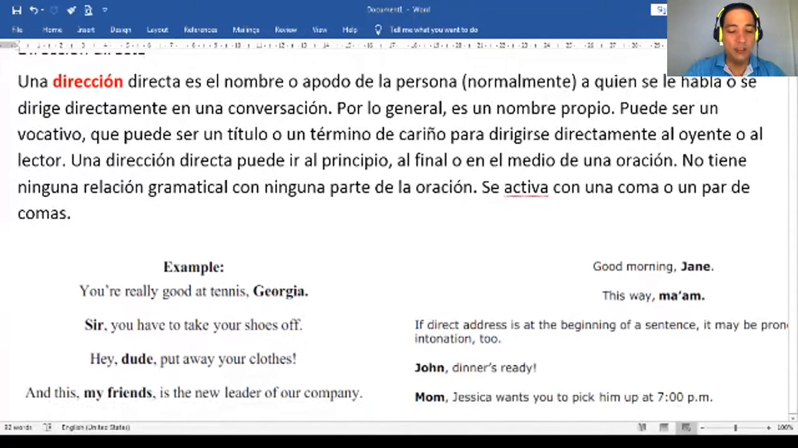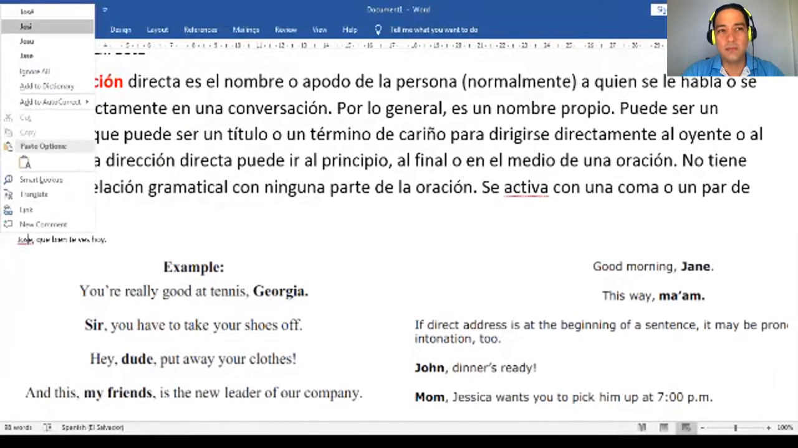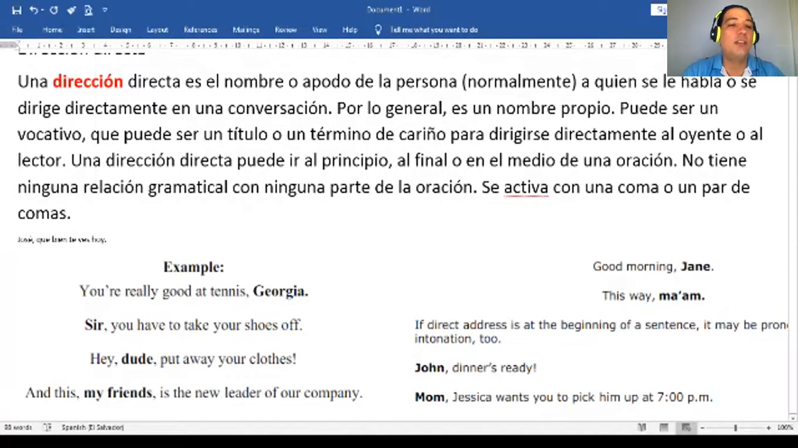Ok, perfecto. Como que yo le dijese a José, por ejemplo, José, coma, qué bien te ves hoy. Entonces ahí había una entonación incluso. Hey, José, qué bien te ves hoy. ¿Ves? O sea, hay una pausa, una entonación. So, lo mismo ocurre, vamos a ver rápido el video.